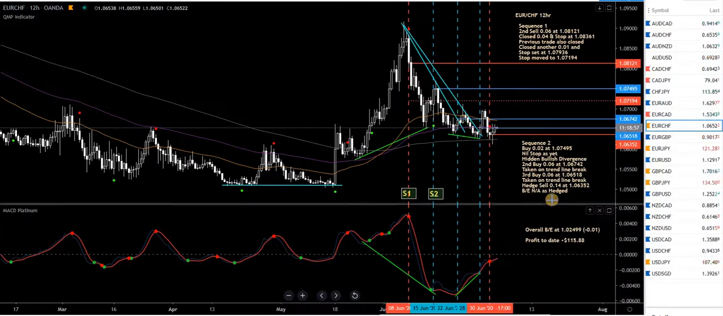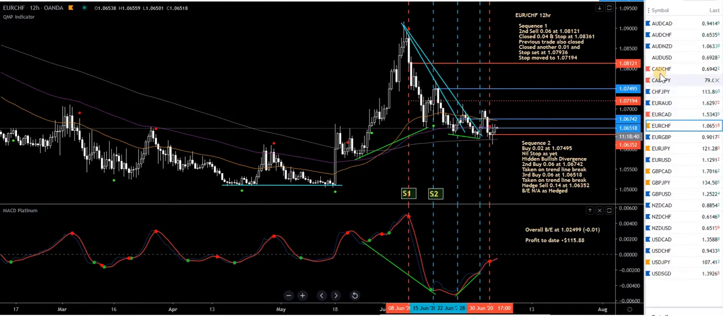You all know my rules, etc. You know my signals. So this is TradingView. This is my 12-hour watch list. So these are all the pairs I'm trading on 12 hours. If it's highlighted in blue, it means I've got a trade on. No highlight, no trade.